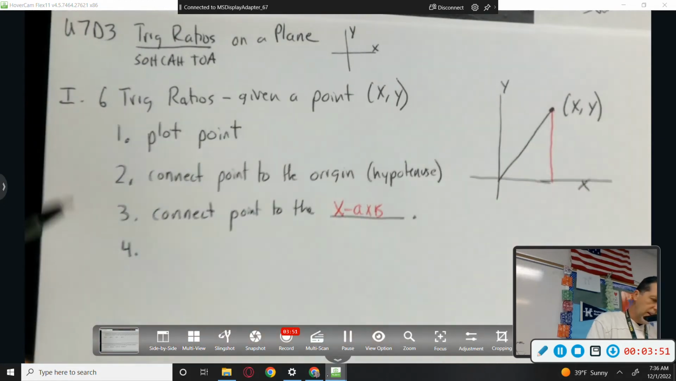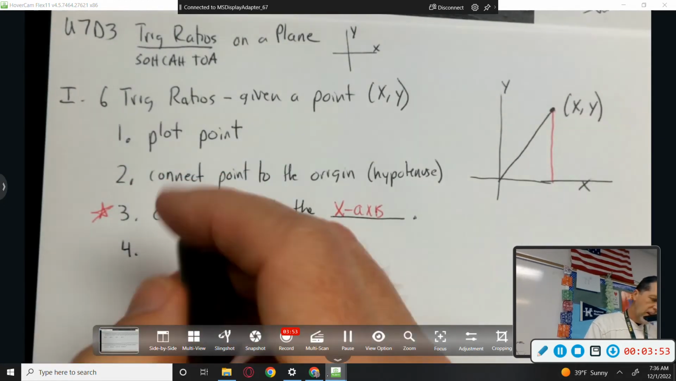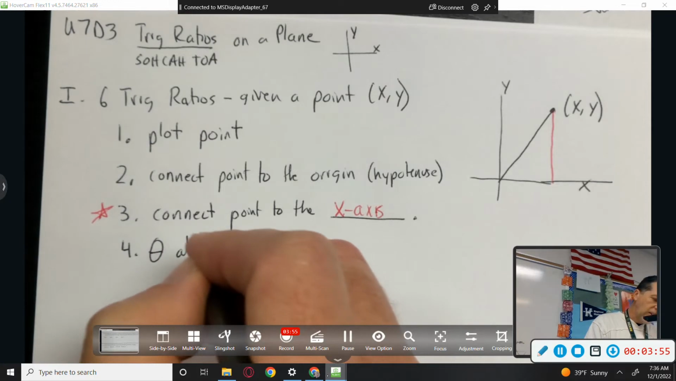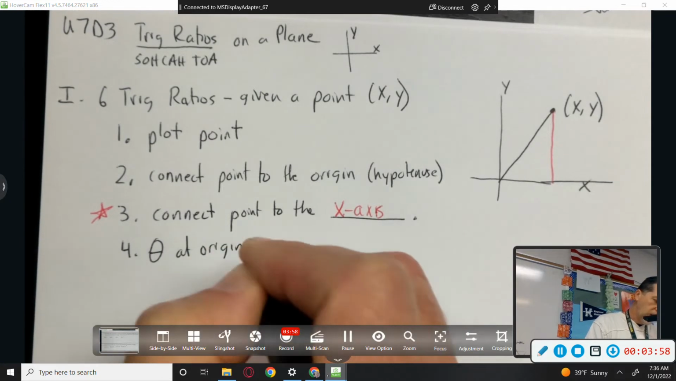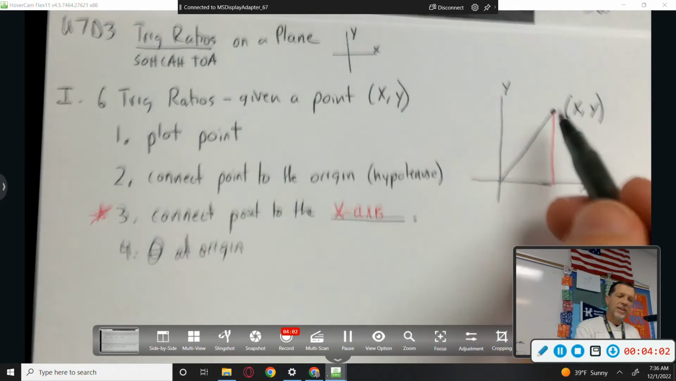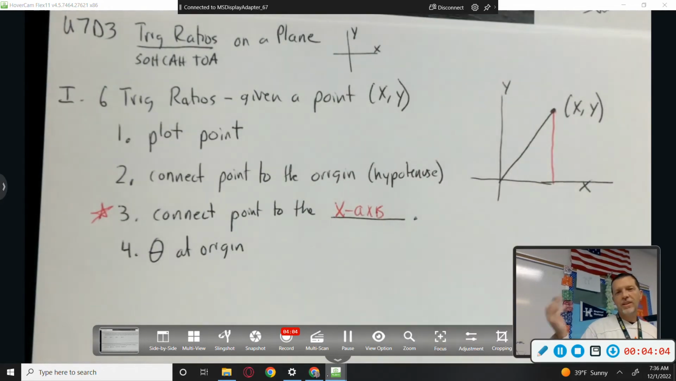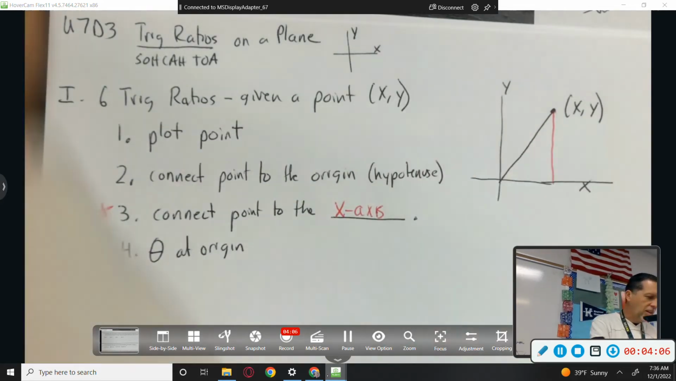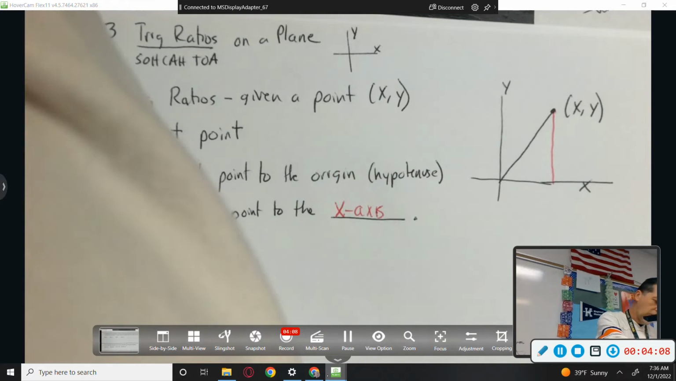And then, lastly, theta is at the origin. So some people will mess up and put theta in that far corner, and then that messes up who's opposite and adjacent. So theta at the origin.